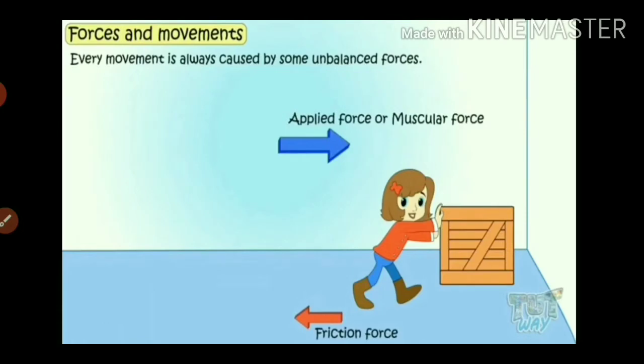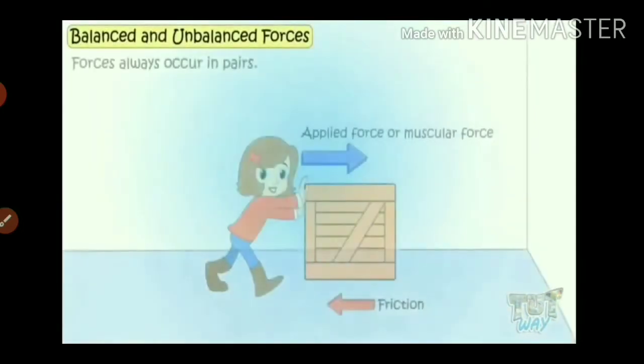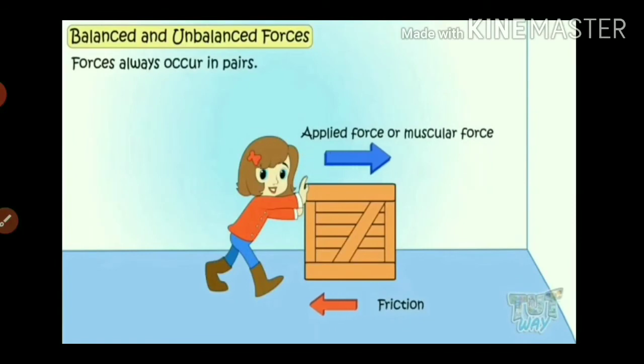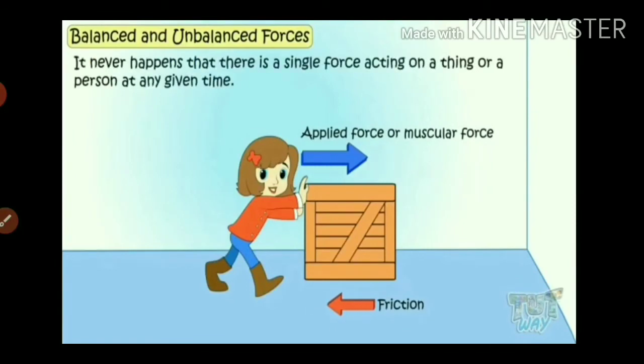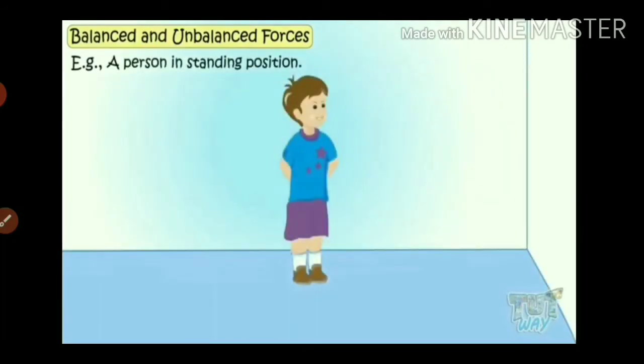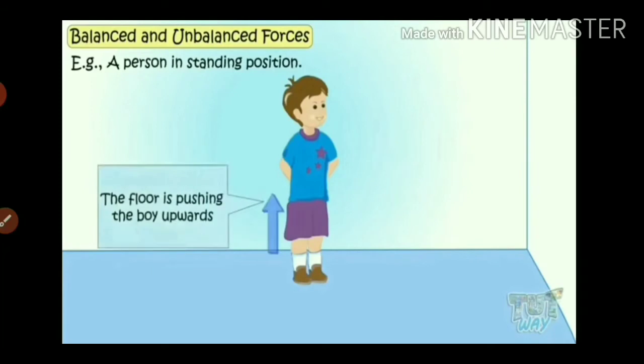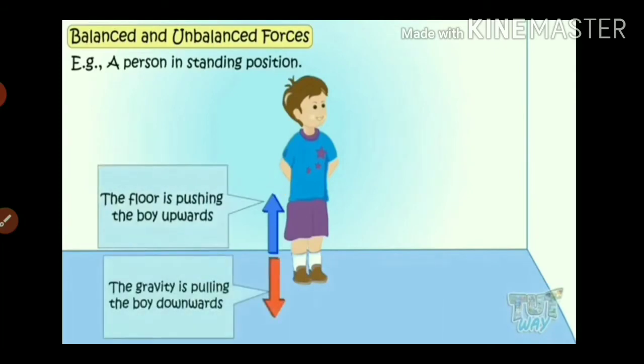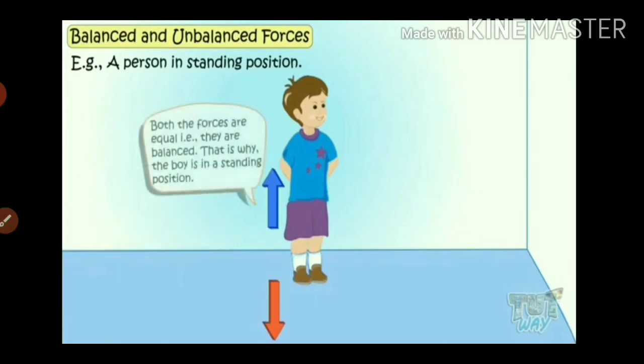Let's see what balanced and unbalanced forces are. Forces always happen in pairs. It never happens that there is any single force acting on a thing or person. Let's learn it with examples. If a boy is standing, there are two forces acting on him. The floor is pushing the boy upwards, and gravity is pulling the boy downwards. Both the forces are equal, that is, they are balanced. That is why the boy is in the standing position.